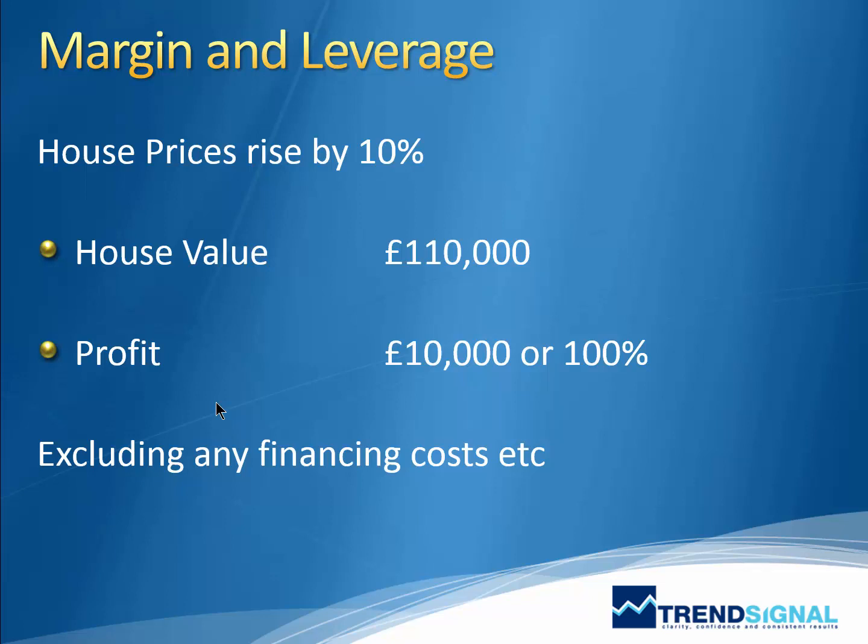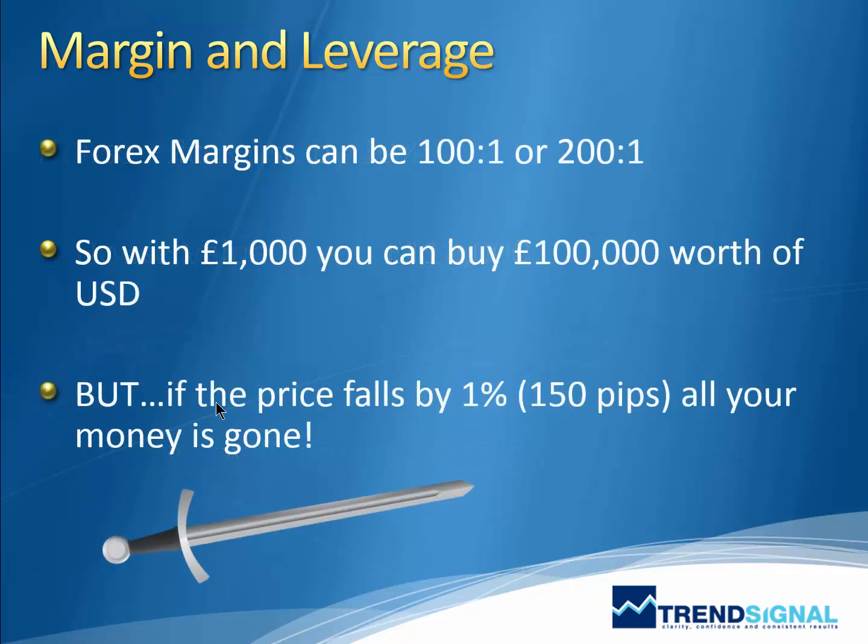And in fact, it could potentially be quite foolhardy. And also, you may not necessarily want the mortgage for the biggest amount you could possibly get. It may not be prudent to do so. So let's just consider foreign exchange. There's my double-edged sword at the bottom there. So Forex margins can often be 100-to-1 or 200-to-1. So what does that mean? It means that with £1,000, you can buy £100,000 worth of US dollars.